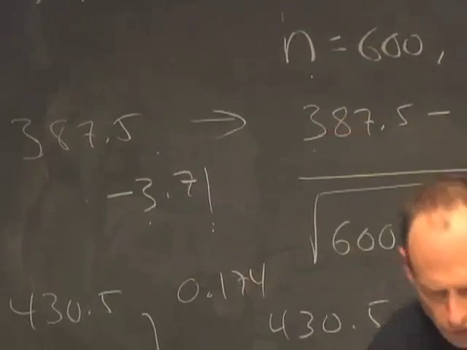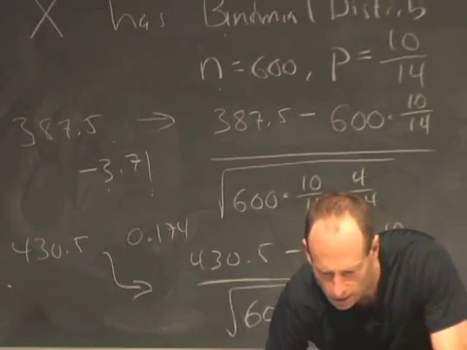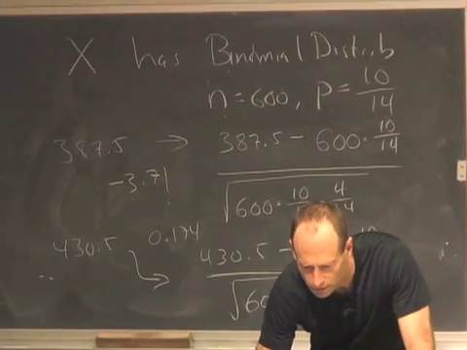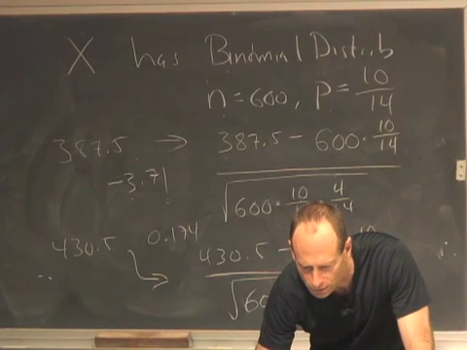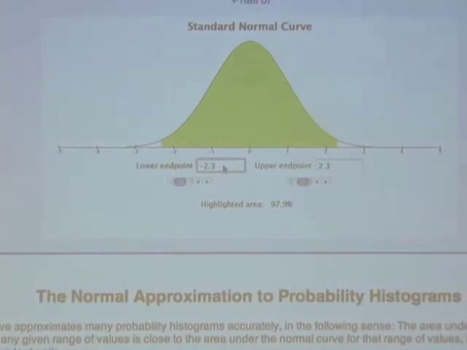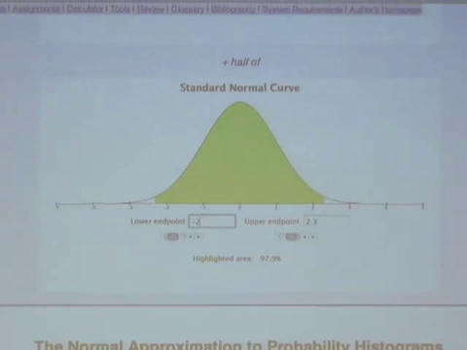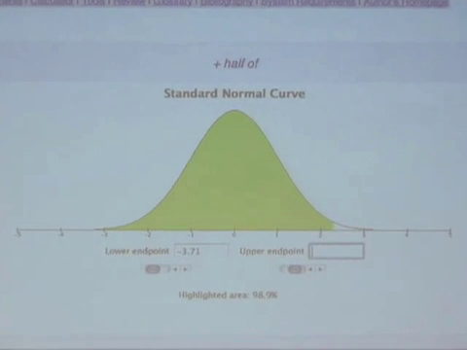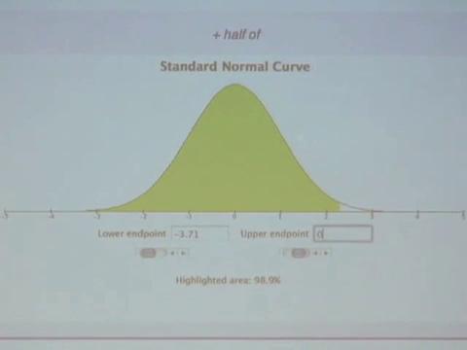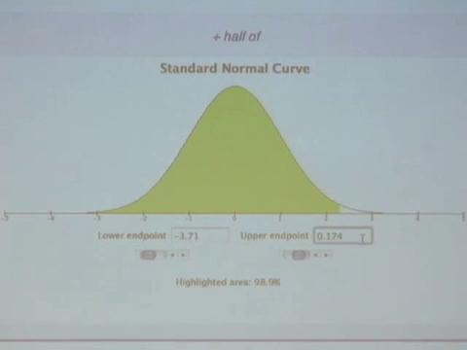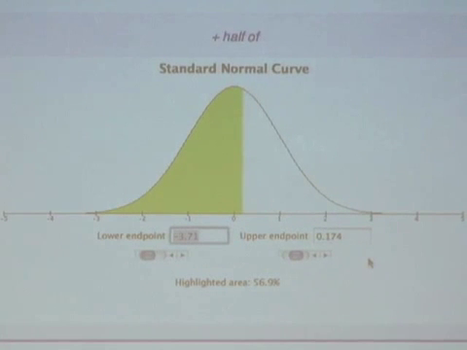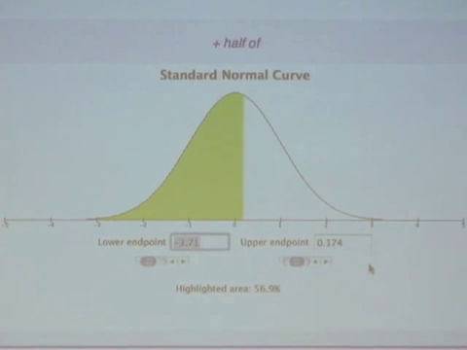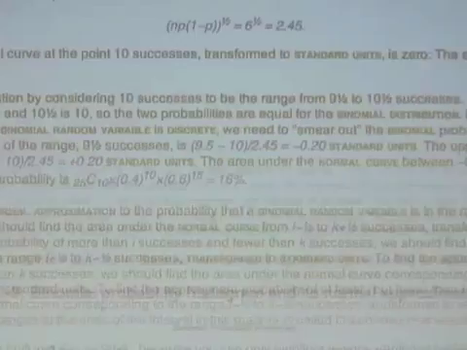Okay, so let's go back to the applet. Here's an example of it. We want to go from minus 3.71 up to 0.17. Okay, and that's 56.9%. So the normal approximation of this probability would be 56.9%.